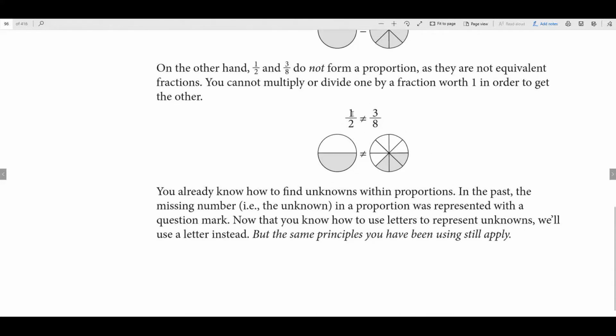Now this is not a proportion. There's nothing that you can multiply half by, no fraction that means 1, where you could get 3/8.